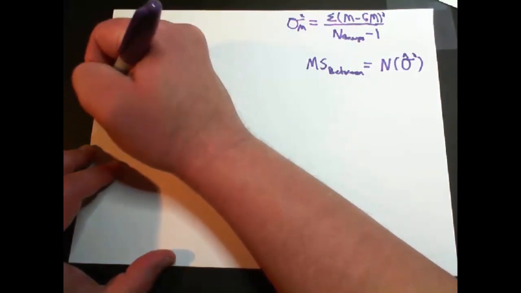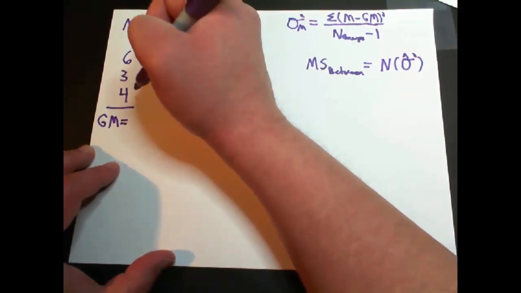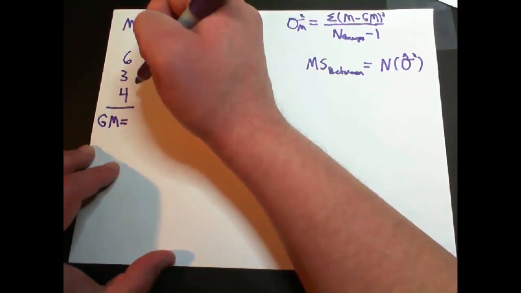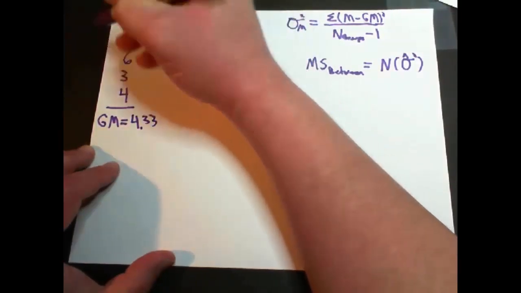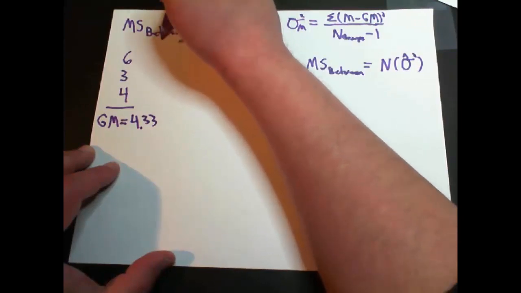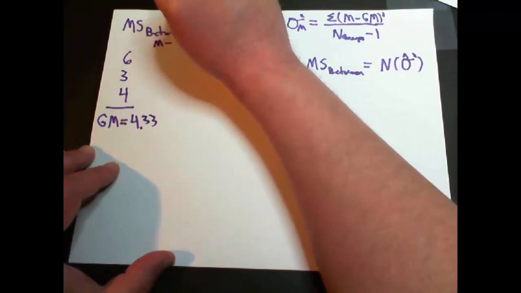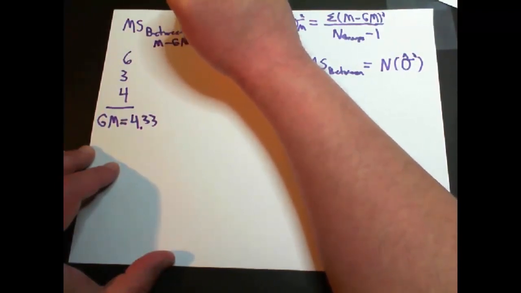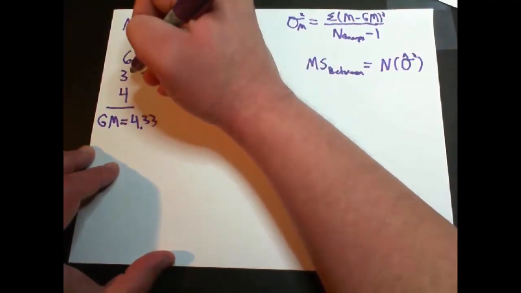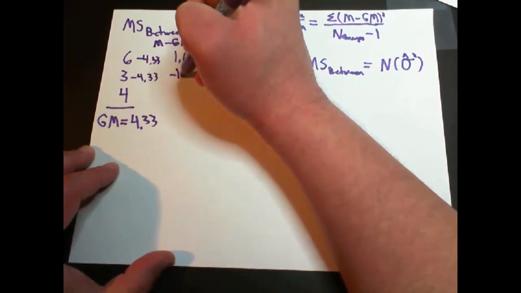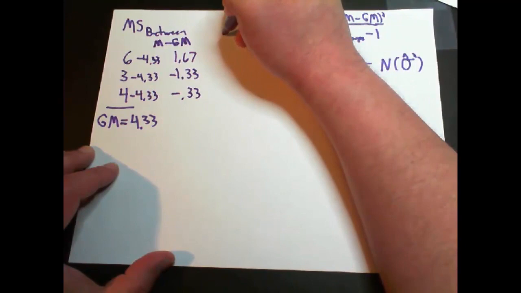So we go ahead and we compute the grand mean. The sum here is 13. 13 divided by 3 gives us 4.33. And then just like before, we subtract the grand mean from the means. We're computing a variance, right? And then we need to square those differences.